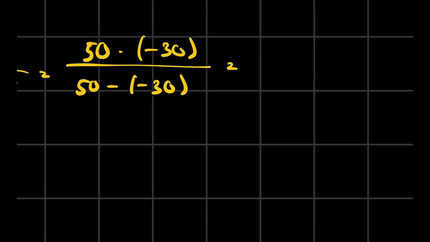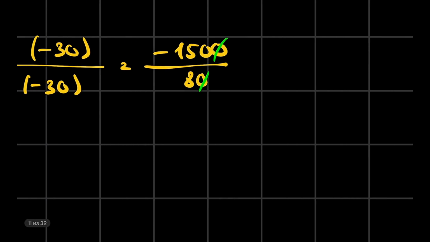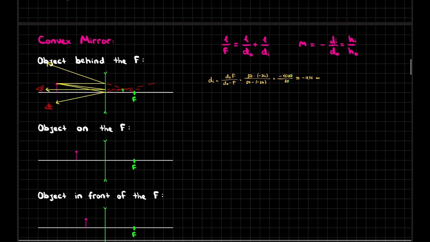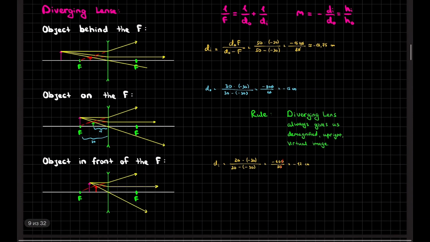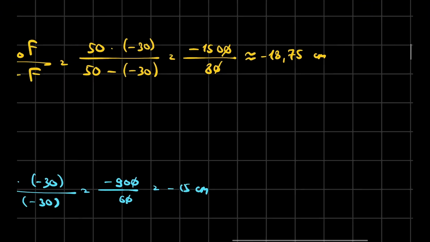So at the top we have minus 1500, at the bottom we have 80, and this would cancel again. We have already solved this kind of problem. It was about minus 18.75, right? Do you remember it? It was probably here, I believe. Yeah, this one, minus 18.75.